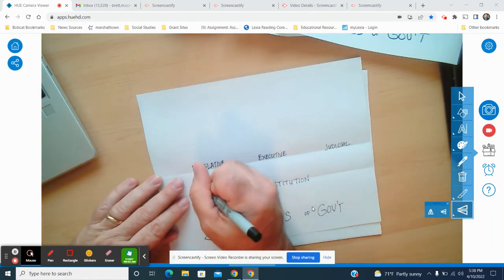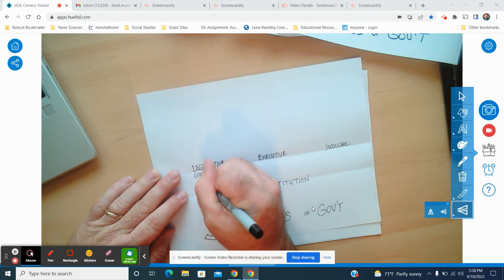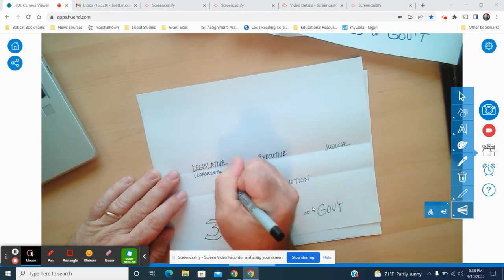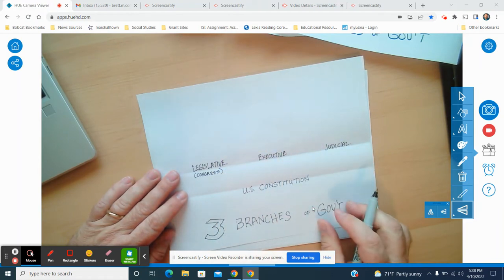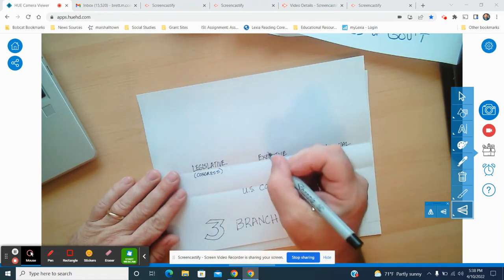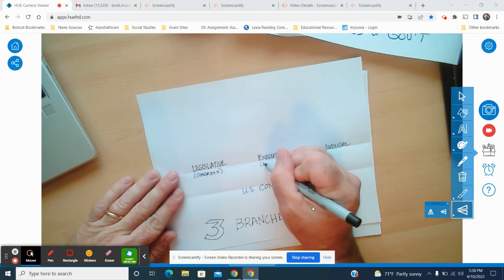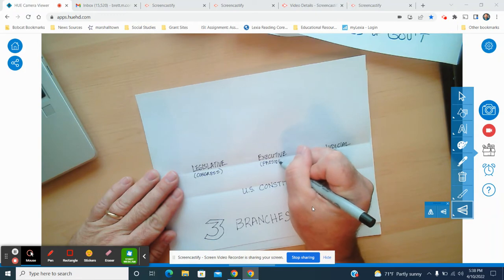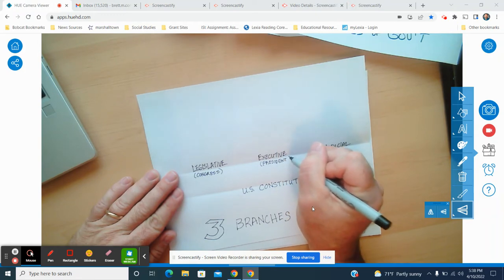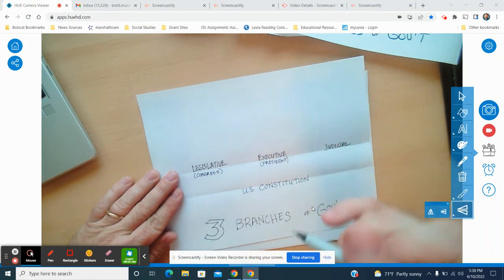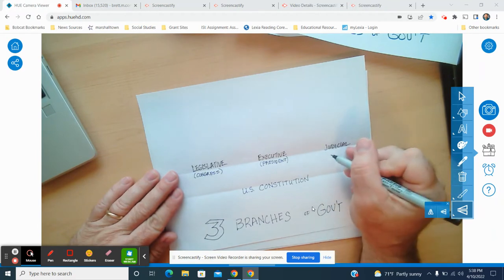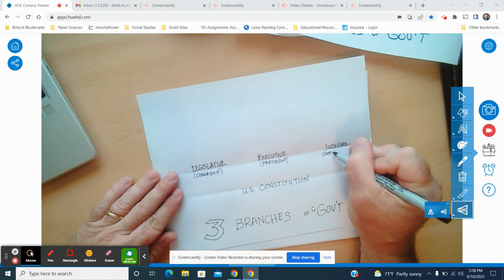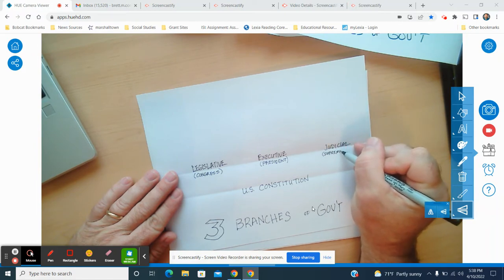Then underneath, we're going to put in parentheses, because there are other words we use to describe these branches of government. We say legislative, we actually call it Congress. And when we talk about the executive branch, usually we're talking about the president. Unless we're in a different country, then maybe we'll call him El Presidente. But in this country, we just say president. And over here, this is where we're talking about the Supreme Court.